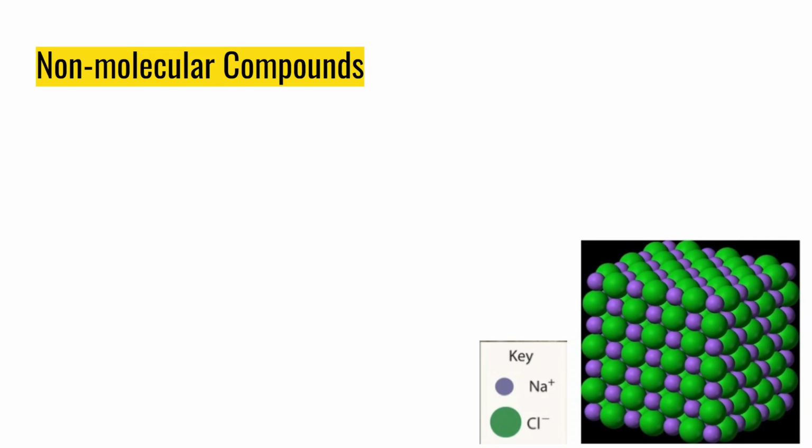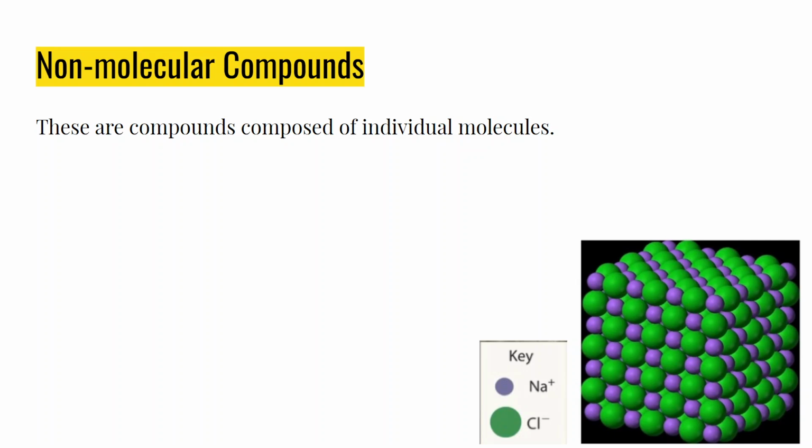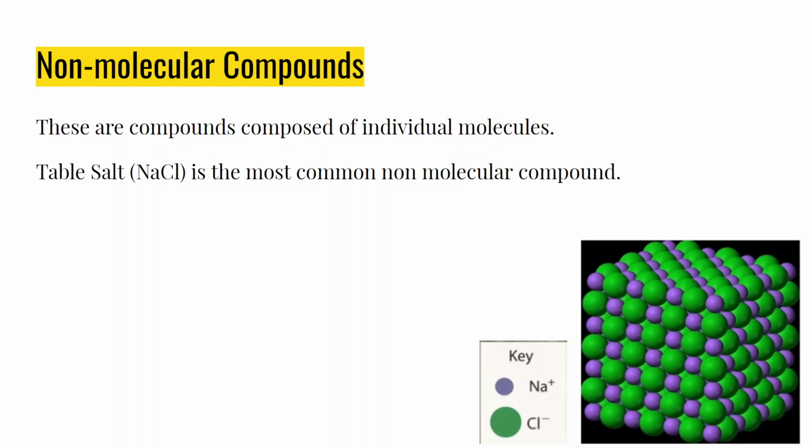Now from here, there are some compounds that are what we call non-molecular compounds. They're not bonded together in any real way. Now, these compounds are composed of individual molecules that fit together, kind of like puzzle pieces. Now, table salt, NaCl, is the most common non-molecular compound. There's no real bonds here. They just kind of fit together in that way.